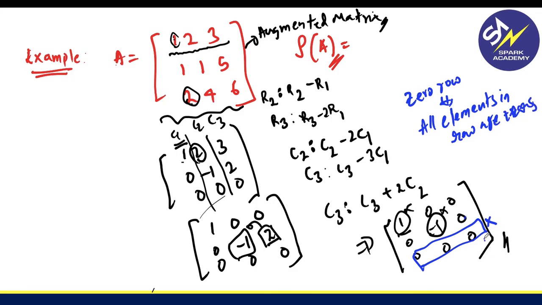So look at this. The third row is a zero row. We need to count the number of non-zero rows. So here one element is definitely there. So two ticks and one cross. So there are two rows which don't have all elements as zeros. Some elements are zeros, it doesn't matter. All are not zeros. So the rank of A is nothing but 2.